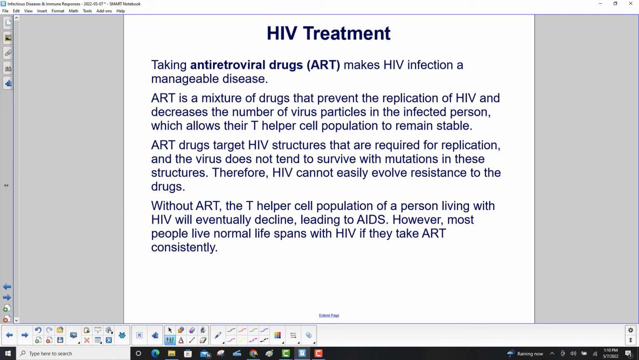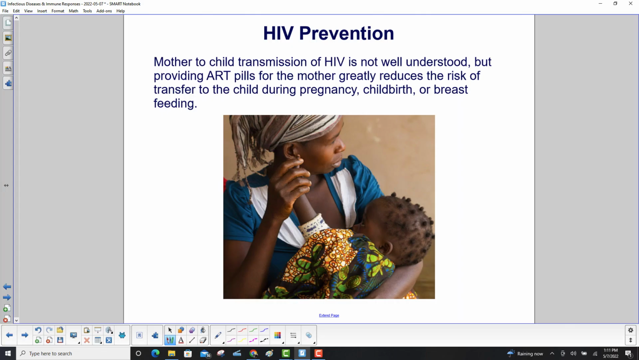The ART drugs target HIV structures that are required for replication, and the virus does not tend to survive with mutations in these structures. Therefore, HIV cannot easily evolve resistance to the drugs. Without ART, the T helper cell population of a person living with HIV will eventually decline, leading to AIDS. However, most people live normal lifespans with HIV if they take ART consistently. Mother-to-child transmission of HIV is not well understood, but providing ART pills for the mother greatly reduces the risk of transfer to the child during pregnancy, childbirth, or breastfeeding.